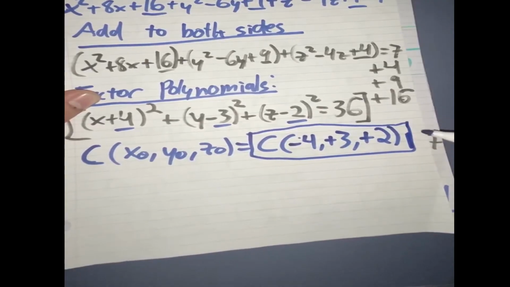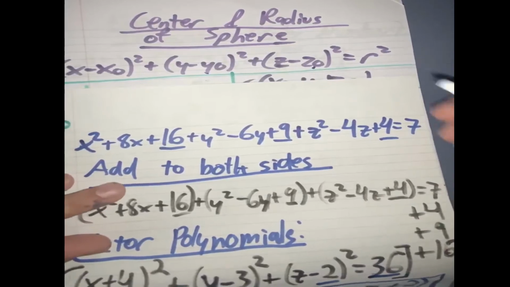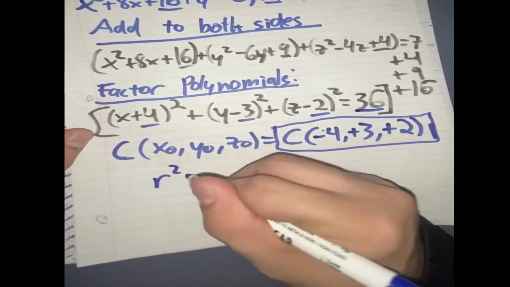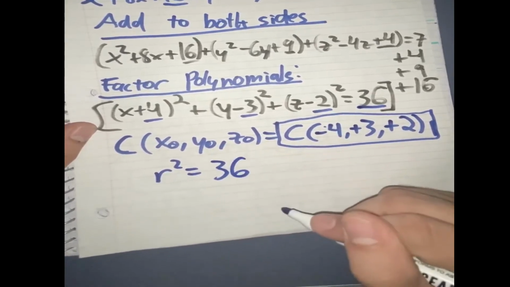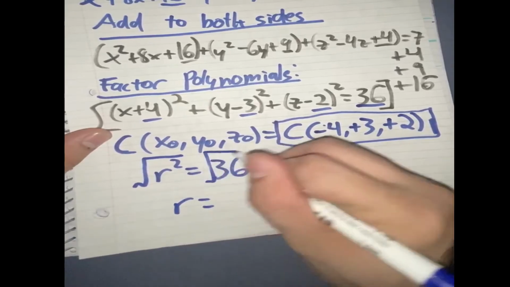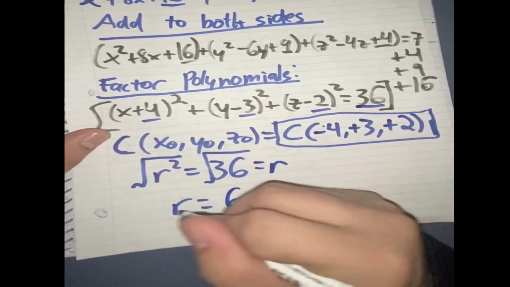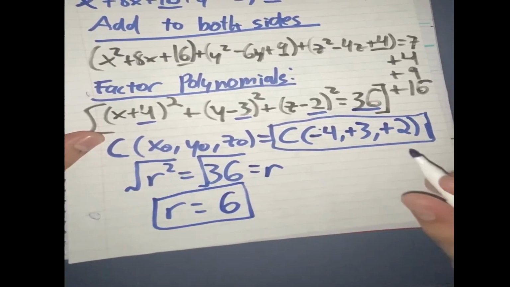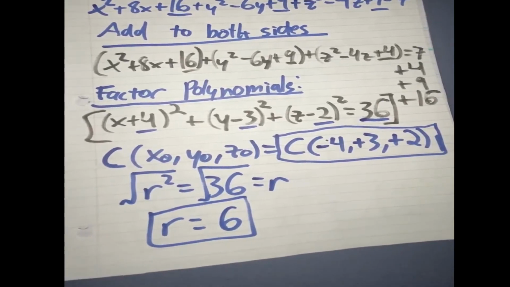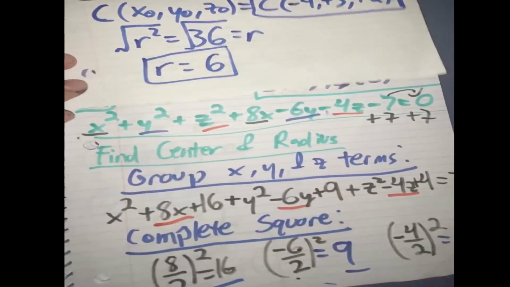Now, how about our radius? Our radius is over here, but keep in mind that's equal to r squared. So r squared is equal to 36, which means that by taking the square root of both sides, our r is equal to just 6. So that's our radius, and this is our center. So that's how you find the center and the radius given a function that looks something like this.